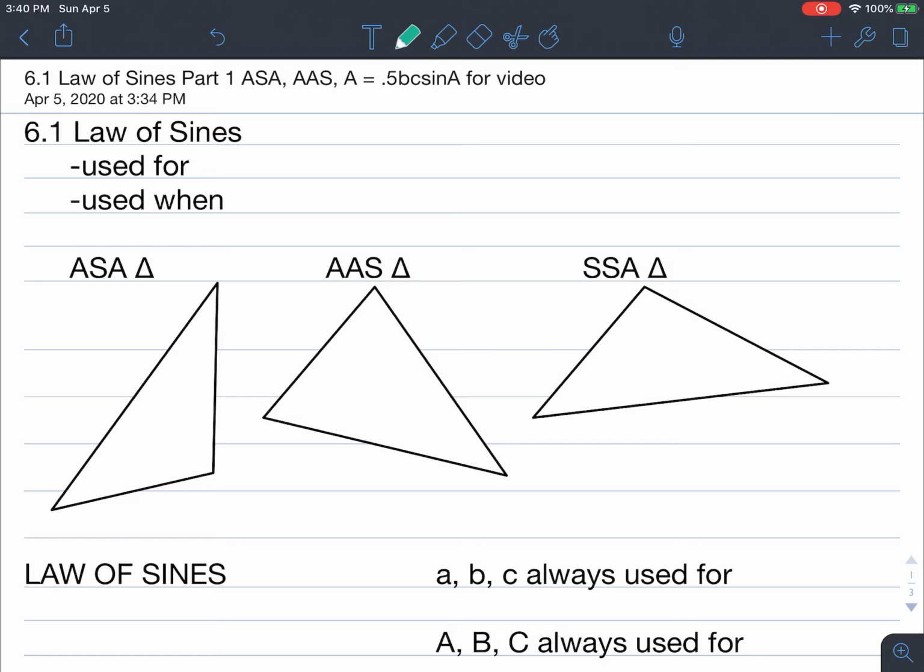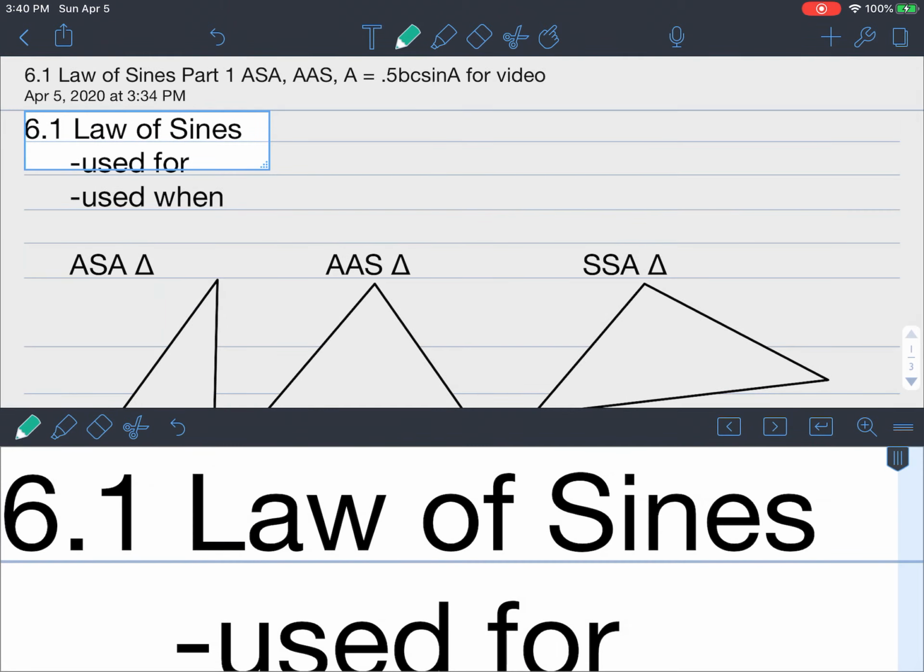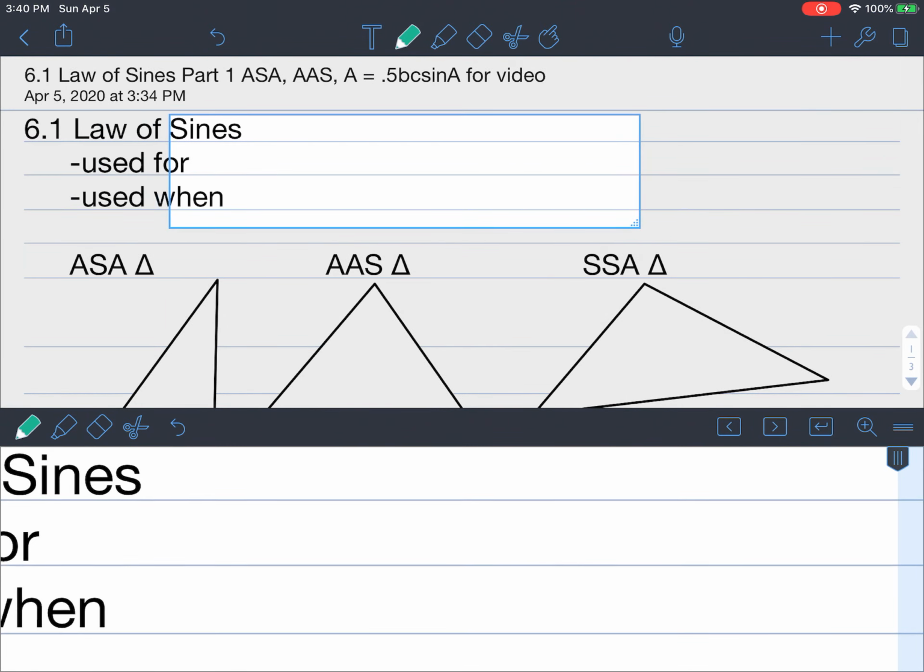Today we're going to talk about the law of sines. The law of sines is used for solving non-right triangles. Non-right triangles are also called oblique triangles.